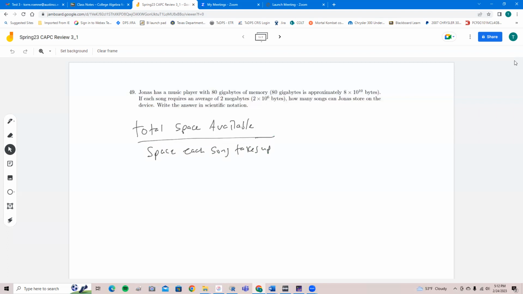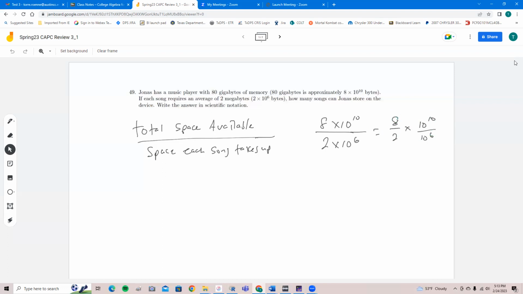Total space, 8 times 10 to the 10th. Space per song, 2 times 10 to the 6th. Okay, both of these are in bytes. We don't have to do any converting. So you just work this like any other multiplication problem, or rather any other exponent problem. We can split this up into two fractions, right? The product of two fractions.